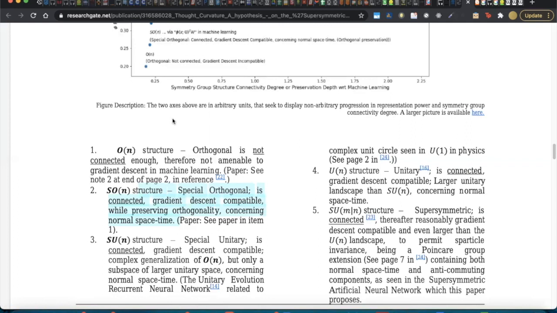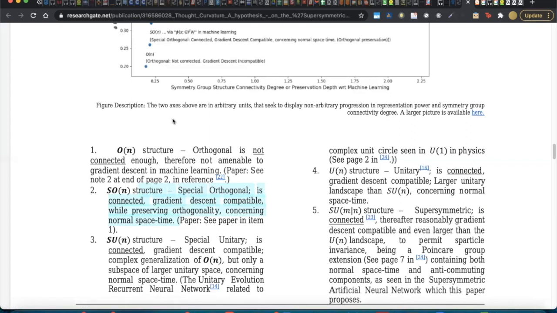That is why orthogonal group-based algorithms can't do gradient descent. But as we move up to special orthogonal groups, it has that characteristic of being connected, therefore gradient descent compatible.